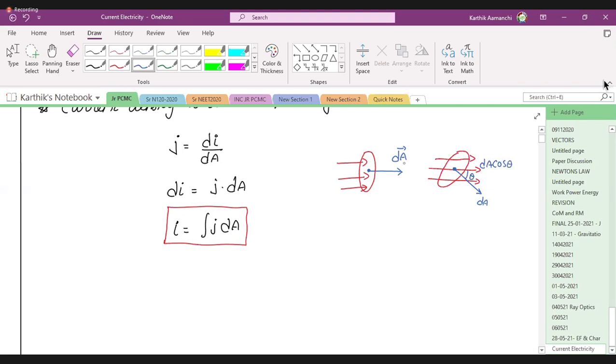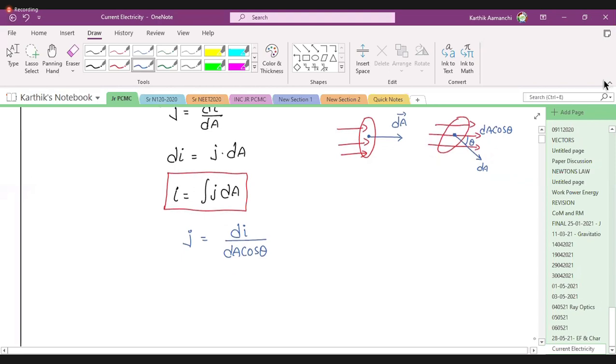So I clearly said your J is in the direction of your current. So dA should also be in the direction of current. In this case, can I say your J is equal to dI divided by dA cos theta? Right?